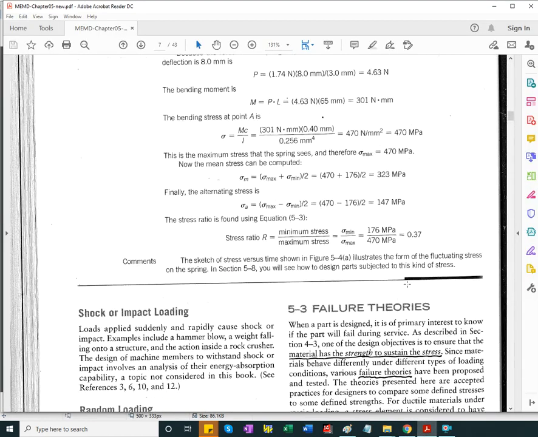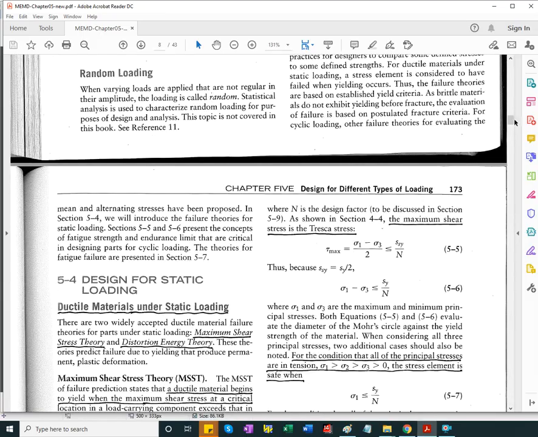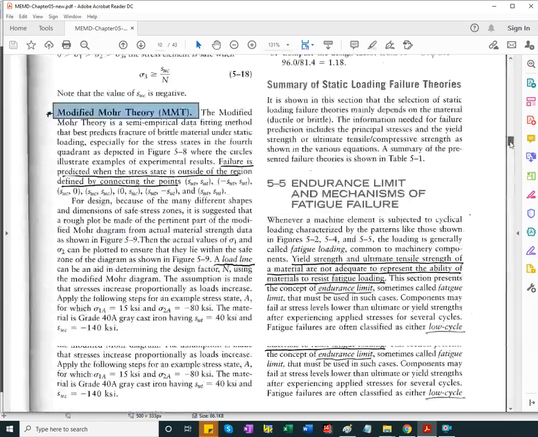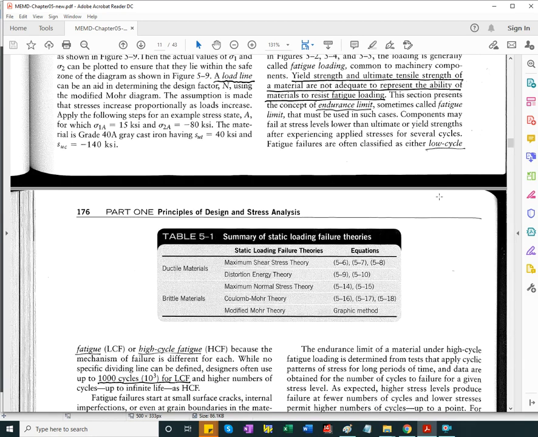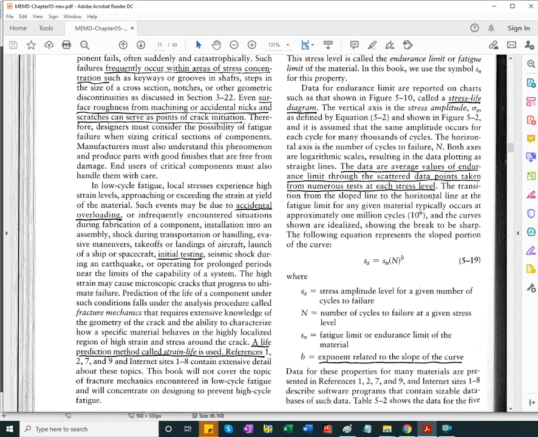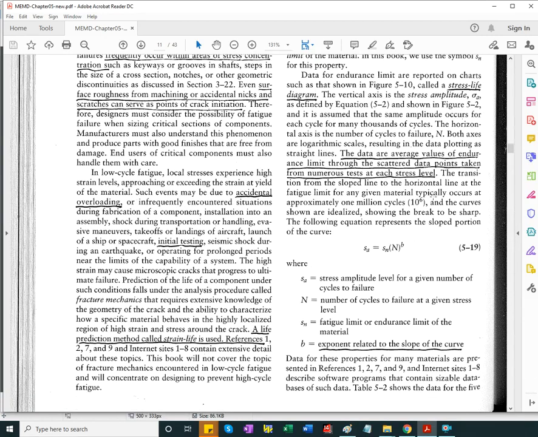Okay. So we went through this section. Moreover, we discussed it. Let's see how the endurance limit for practical application can be determined.